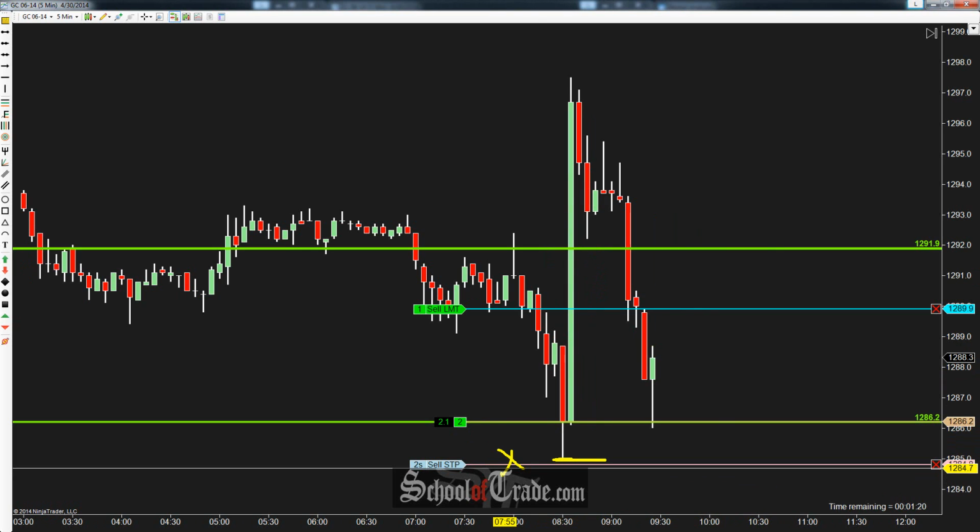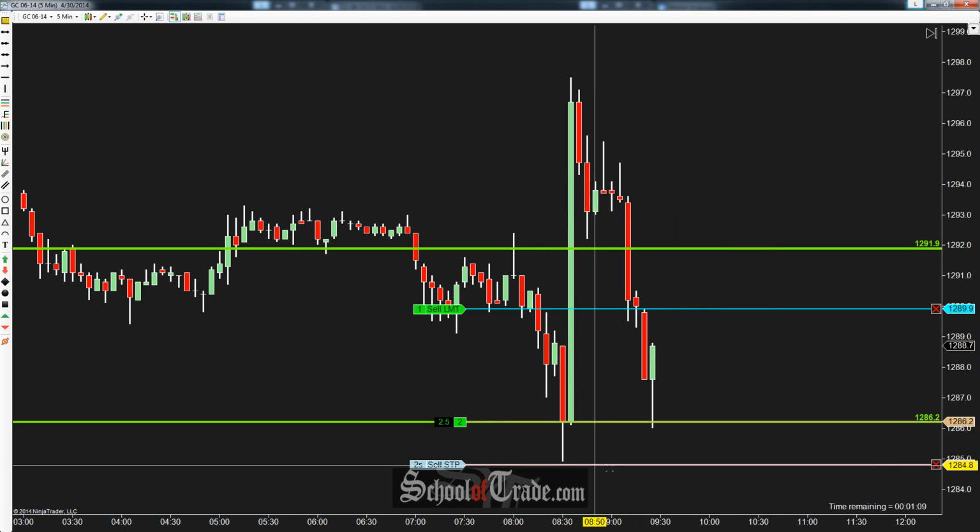This is a hard stop. If price gets down to here, we want out. And this is just more along the lines of price action. This is where you're going to see that kind of stuff. But if price does come down to here, we're just going to be out of the trade.